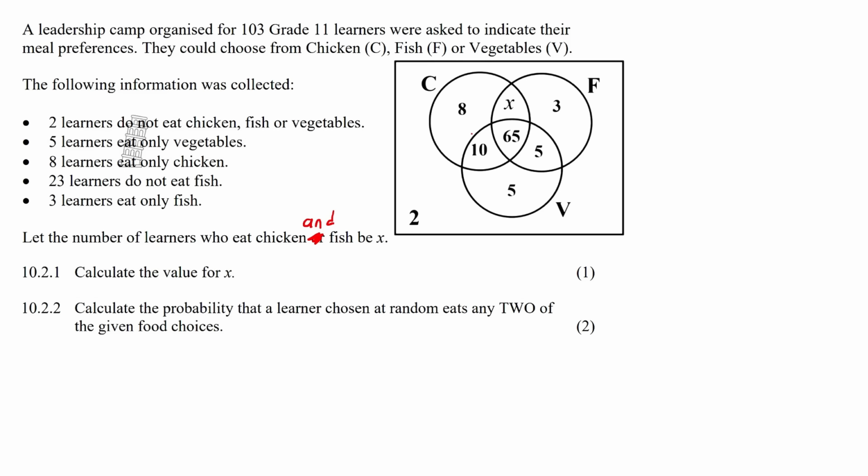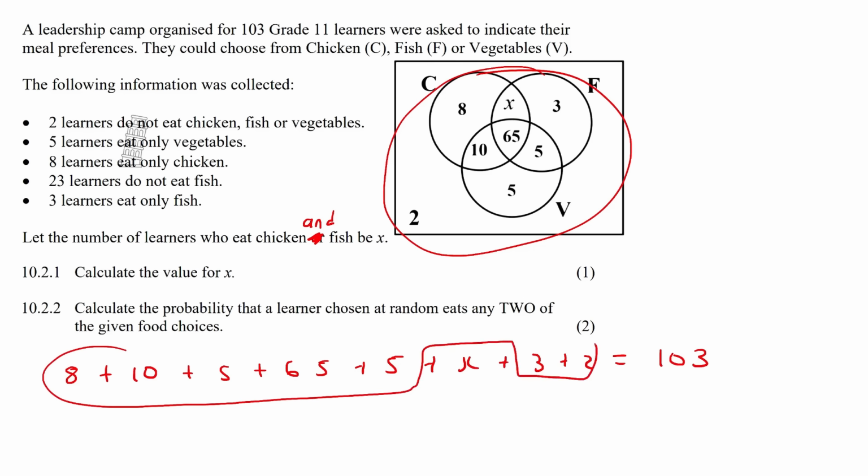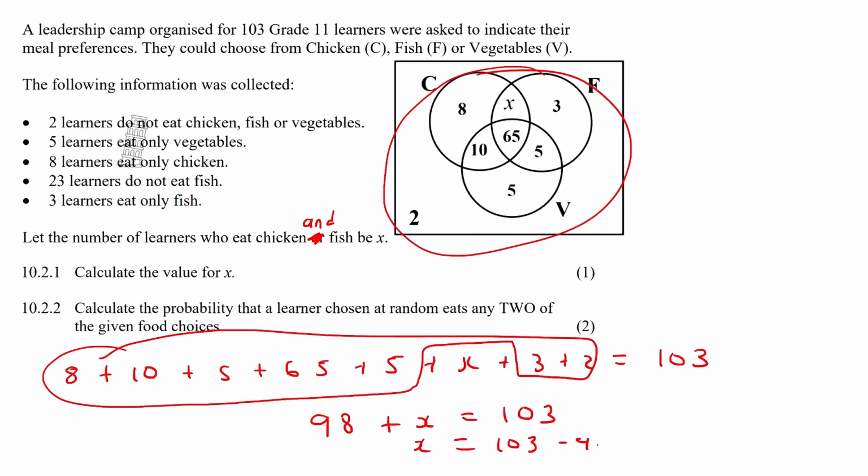Okay, very easy. We know that all of these numbers added together should give us 103. How much easier would you like the question to be? So you can just go 8 plus 10 plus 5 plus 65 plus 5 plus x plus 3 plus 2, and all of that should add up to 100. And so what I would do is I'll just add up all these numbers on my calculator, and that'll give us 98. And then we still have the plus x. I would take the 98 over, and you're going to get 5. So that's the value of x, it's 5. I would then fill that in.